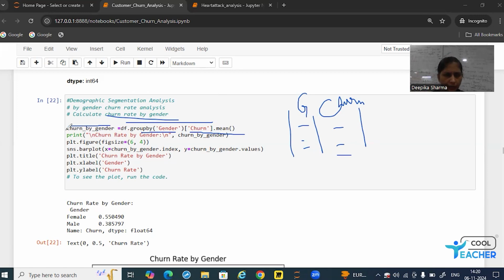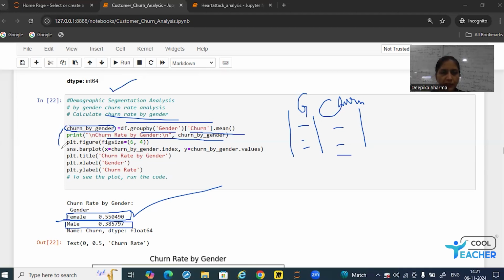This particular variable which we are getting, I want to deploy it into the Seaborn bar plot because we are doing the visualization. So here I'm taking churn rate by gender. It is giving the churning rate of the females as 55% and the churning rate of the males as 38%. What does it mean? The female churning rate is very high. It means the females are taking the subscription, using it, and after that, they are leaving the subscription. This is the overall analysis we are getting from the churn rate by gender when we are doing the demographic segmentation analysis.